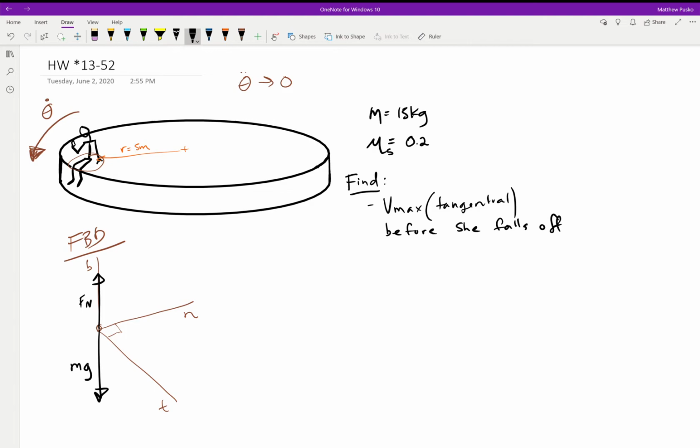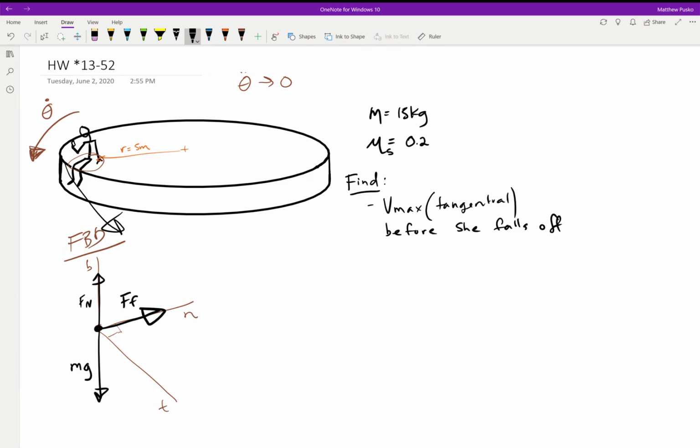But eventually, she's gonna want to get thrown off tangent to the path at some point, and we want to find out what the speed is required before that happens, or what the speed we can get to before that happens. But we're relying on this frictional force pointed back towards the center of the circle to keep our butt from sliding us off.